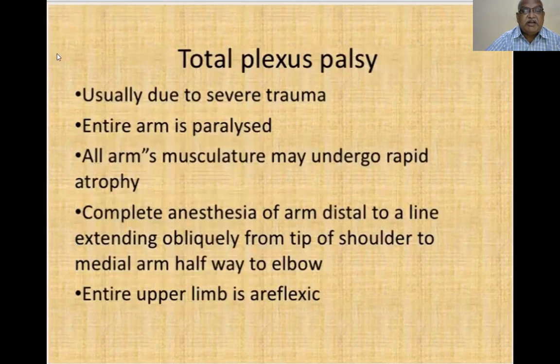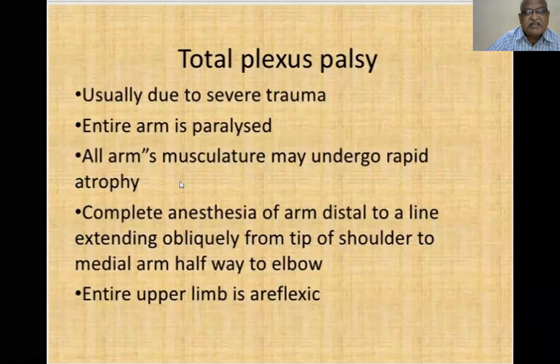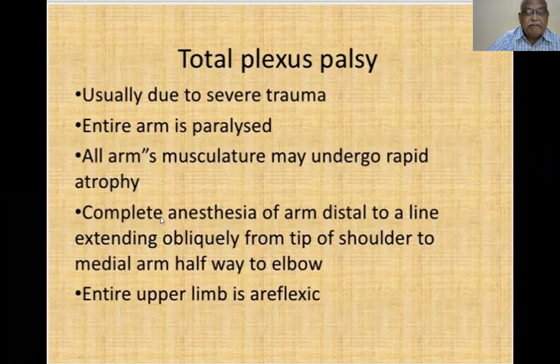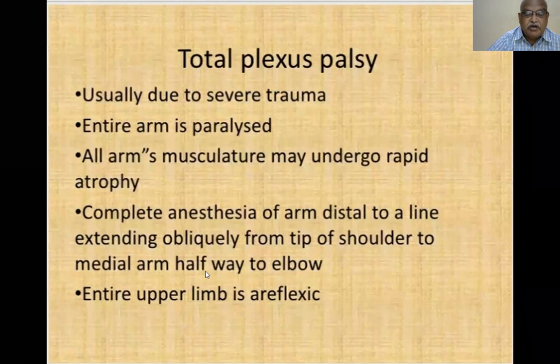Now total plexus palsy. Whenever a usual severe trauma occurs, the entire arm is paralyzed. All arm musculature may undergo rapid atrophy because the entire brachial plexus is damaged. There is complete anesthesia of the arm distal to a line extending obliquely from the tip of the shoulder to the medial arm, halfway to the elbow, to the mid of the arm.